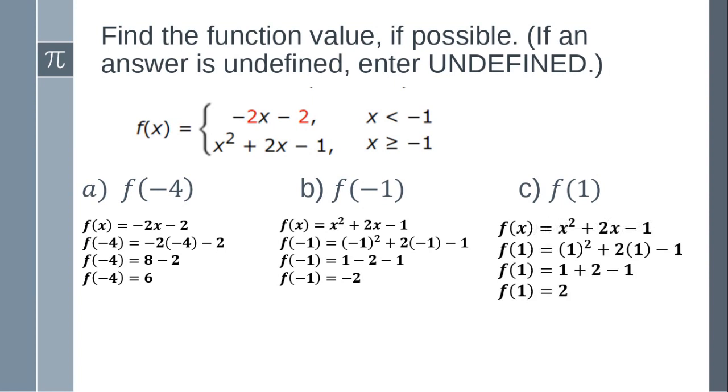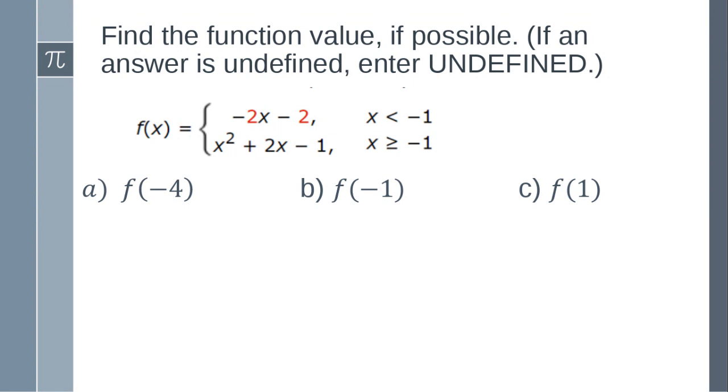Again, everywhere I see x, I'm going to plug in a +1. So we have 1 squared plus 2 times 1 minus 1. So 1 squared is 1. 2 times 1 is 2. Then we have minus 1. So 1 plus 2 is 3, and 3 minus 1 is 2. So when my input was 1 for this piecewise function, my output was 2. Any questions on piecewise functions? All right, awesome. So let's go ahead and move forward.